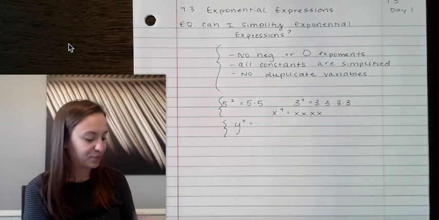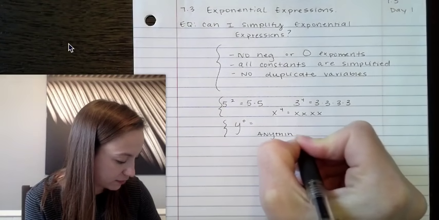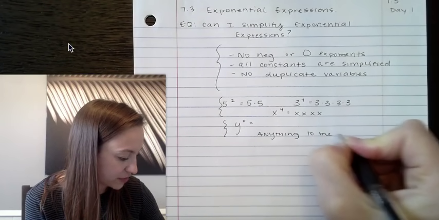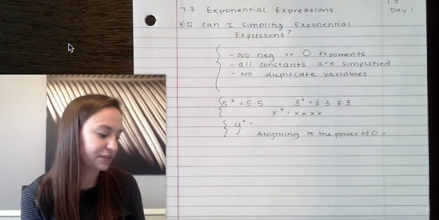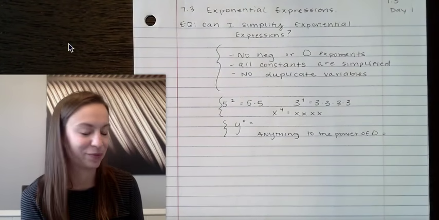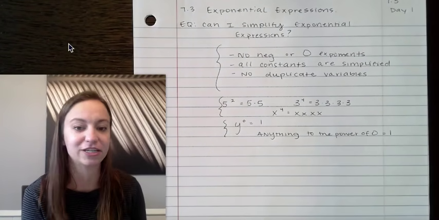Y to the 0, or anything to the power of 0, is equal to, does anyone remember? We've maybe talked about it like once. It's 1, and that is also something you need to know today.